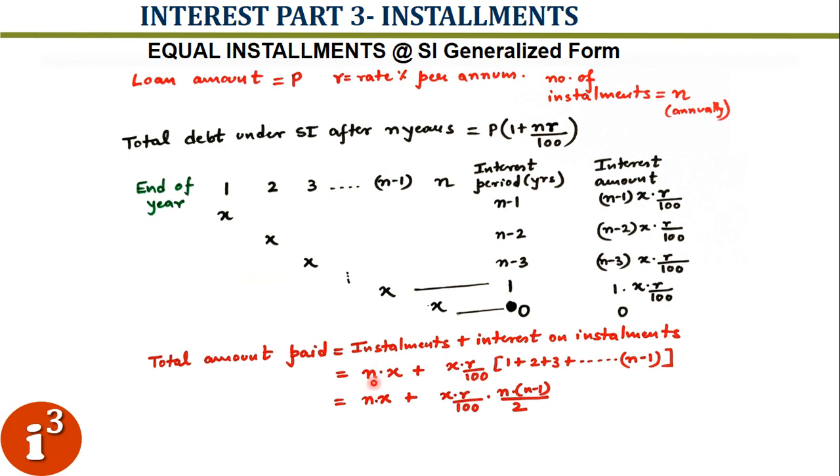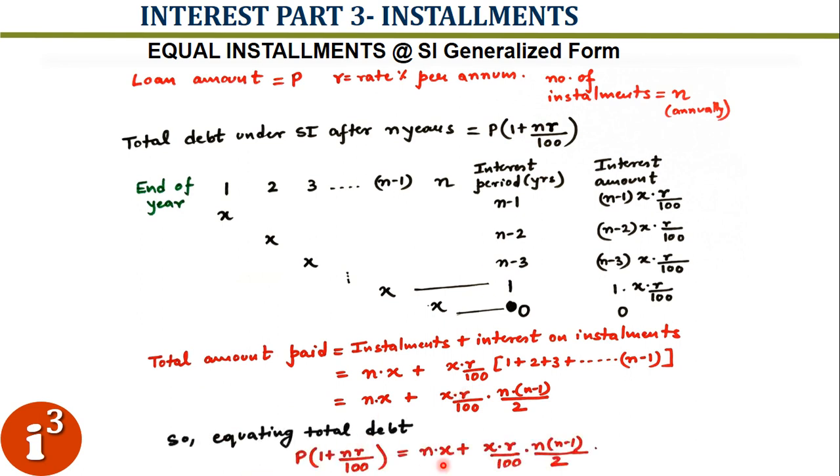You have given n into x as the installments, plus the interest generated. You take x into r by 100 common from this. So 1 plus 2 plus 3 plus dot dot dot plus n minus 1. The sum of n terms is n into n plus 1 by 2, so n minus 1 into n minus 1 plus 1, that means n by 2. So x into r by 100 plus nx. This is the total amount which you have given, and this is the amount which they have generated as interest. This will be equal to this one, p into 1 plus nr by 100. Equating, this comes out to be this.